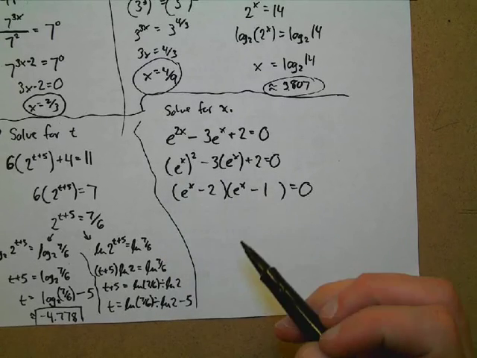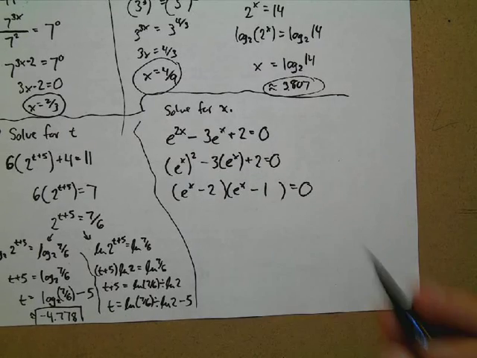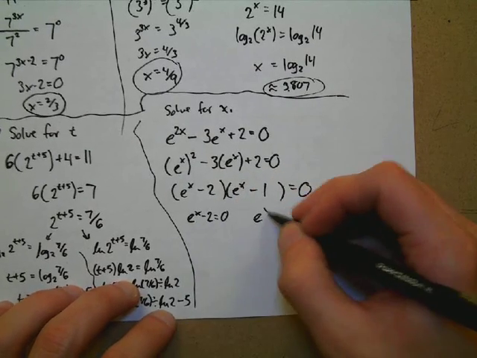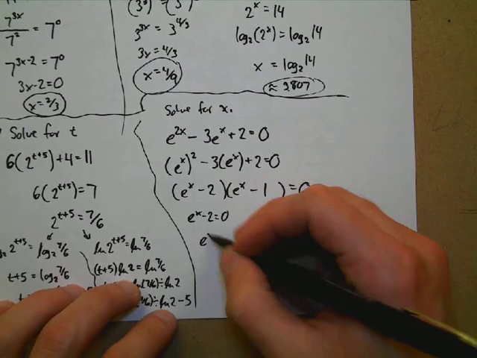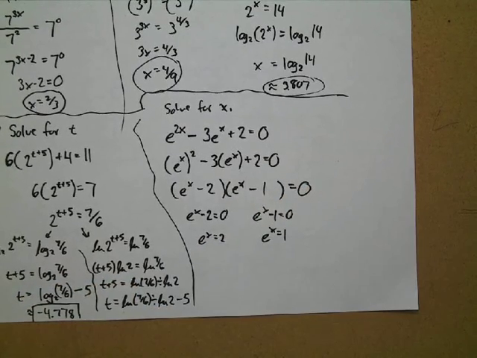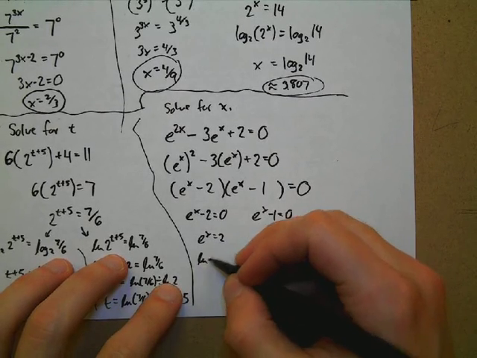And then at this point, how should we proceed? What should we do to both sides? Natural log. And so the natural log of e to the x equals natural log of 2. Natural log of e to the x equals natural log of 1. Natural log of e to the x is just x. And then the natural log of 2, well, that's going to be some decimal.